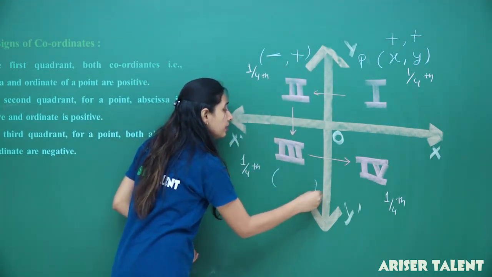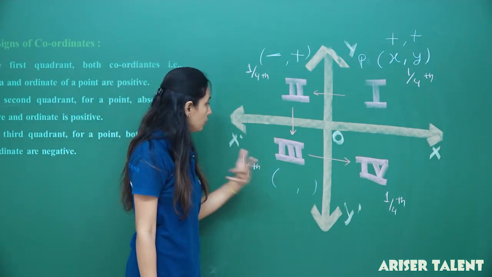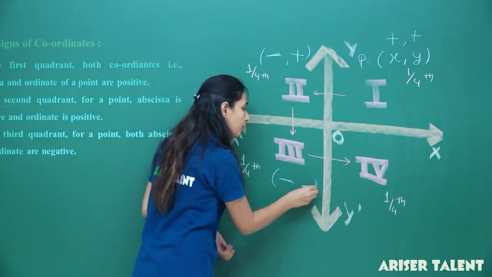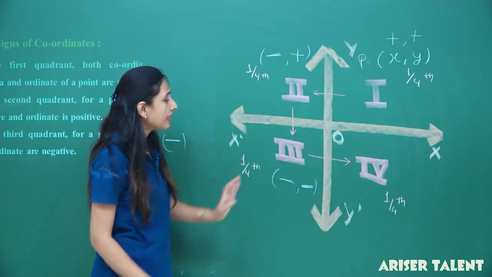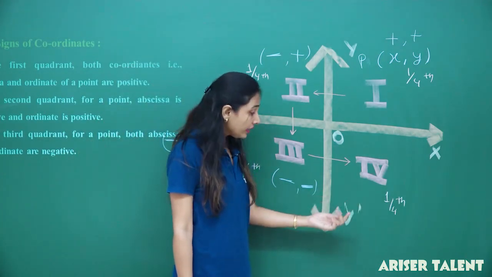If I go to the third quadrant, is there a dash? Yes. Is there a dash? Yes. Two dashes, two negatives, so much negative. I am not going to the abscissa and ordinate, I will just simply write negative. Now come to that fourth part.